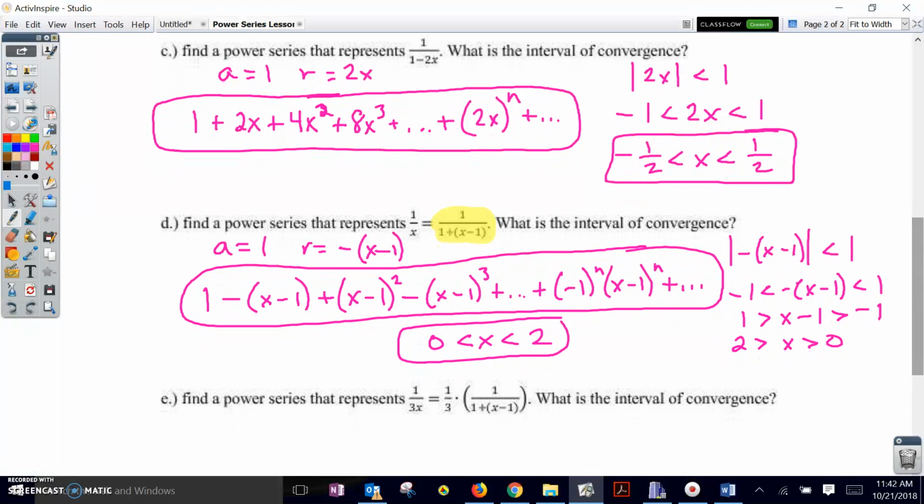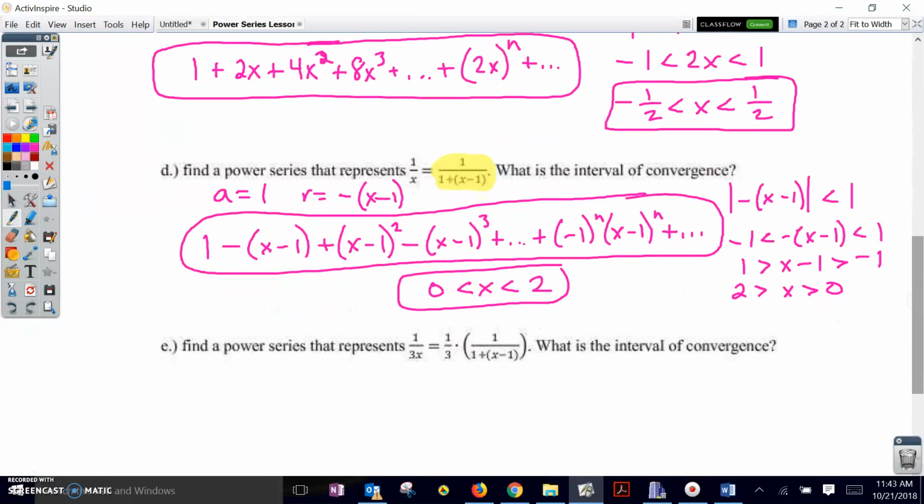A power series for 1 over 3x, representing it as 1/3 times 1 over 1 plus x minus 1. Well, now we have the same series that we just looked at up here in part D is part of the series expansion, and all we're doing is multiplying that by 1/3. So all I'm going to do to write the series is multiply the series that we got in part D by 1/3.